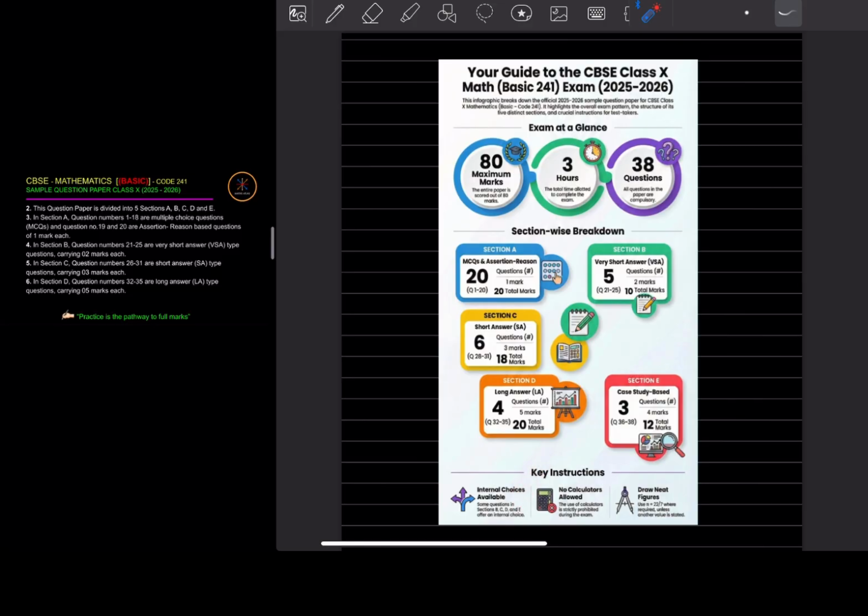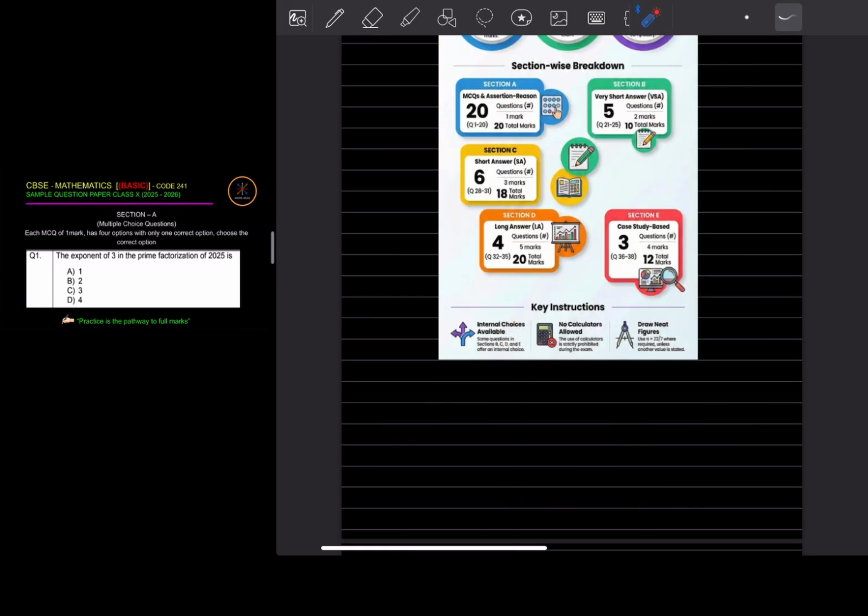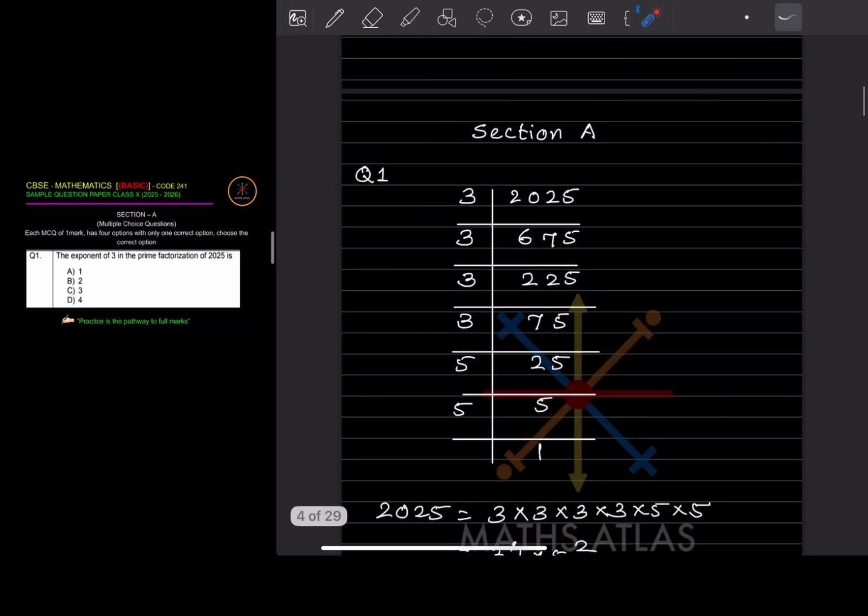Also, one more point: the calculator is not allowed, as you know. And one more thing, you have to take the value of pi as 22 by 7. Wherever they have specifically given 3.14, you have to use 3.14. Otherwise, wherever it is not mentioned, you can take the value as 22 by 7. So now let us see the first question.